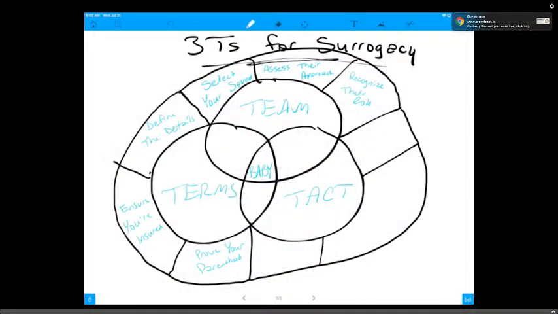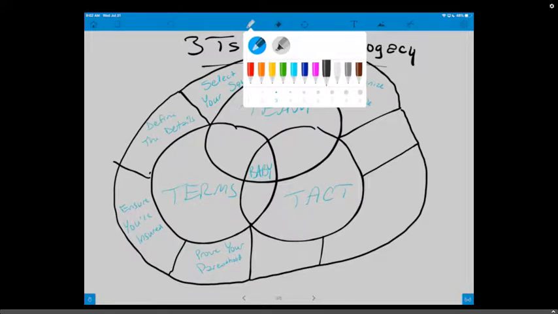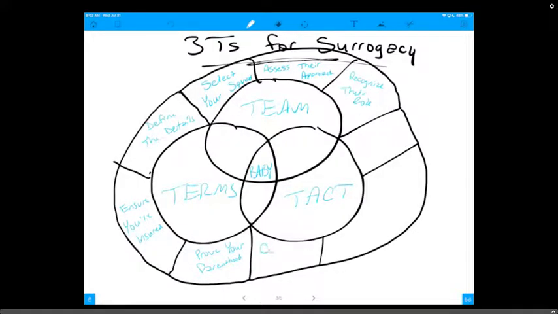So how do we break down this third prong, tact? So I say first, with the issue of tact, you need to communicate your concerns.